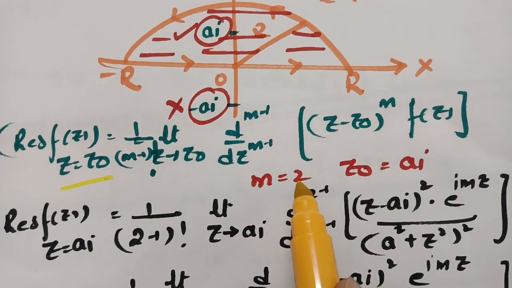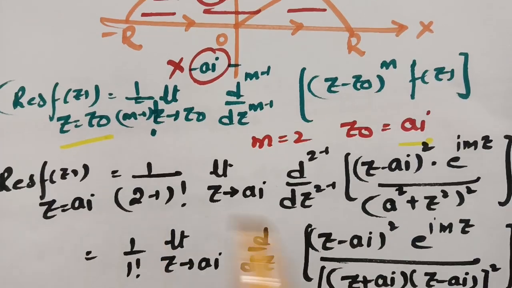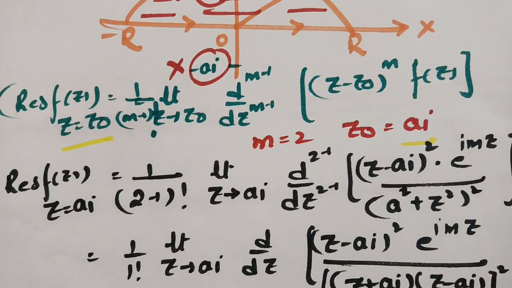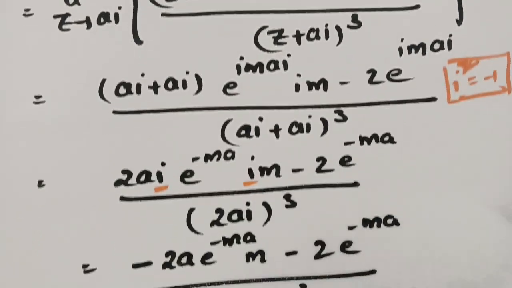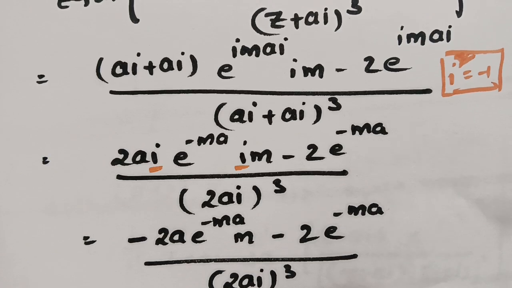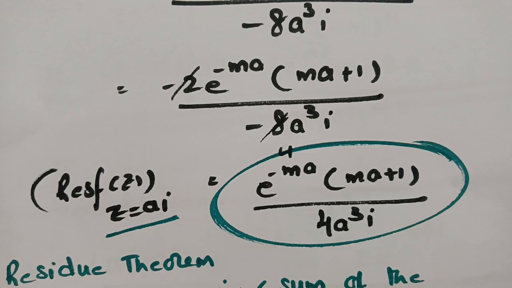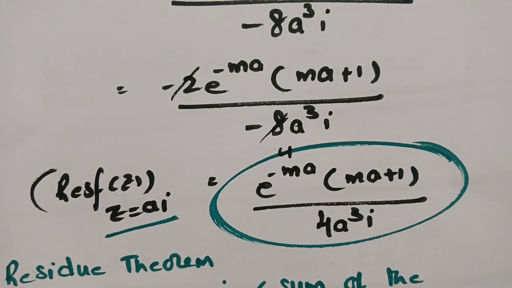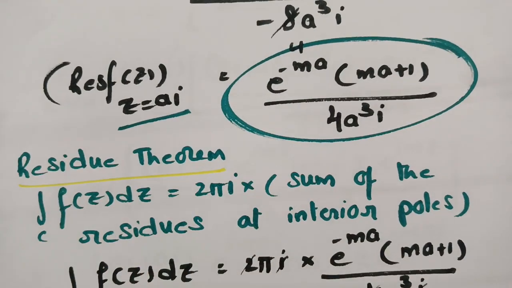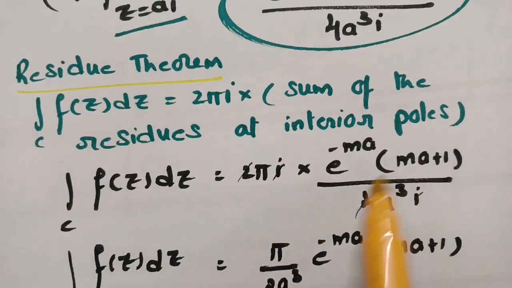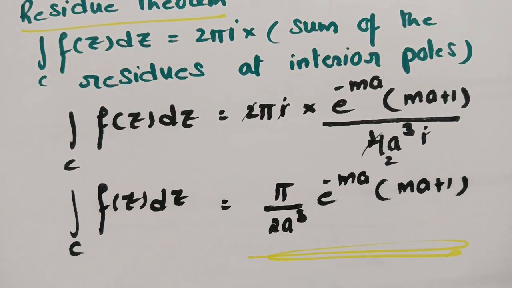So this is the formula. In this formula, the order value is 2 and the interior pole value is ai. After substituting each and every term, solving, using the u by v rule and differentiating, and substituting i square is equal to minus 1, we got the residue value as e power minus ma into (1 plus ma) by 4a cube i. After that we apply the residue theorem, that is 2 pi i into the residue value. After solving, we got the final value of the integral as this one.